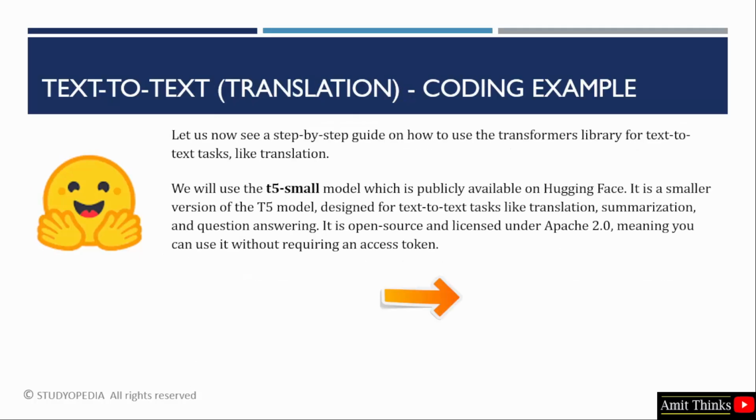Now let us see an example to perform translation using the Hugging Face transformers library. In this we will use a model T5_small, which is publicly available on Hugging Face. This model is a smaller version of the T5 model and can be used for tasks like summarization, translation, and even question answering. Let us see the example on Google Colab.